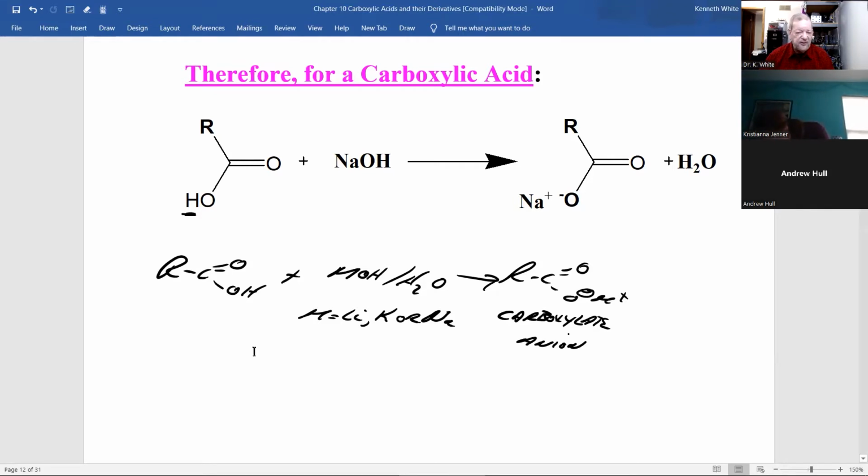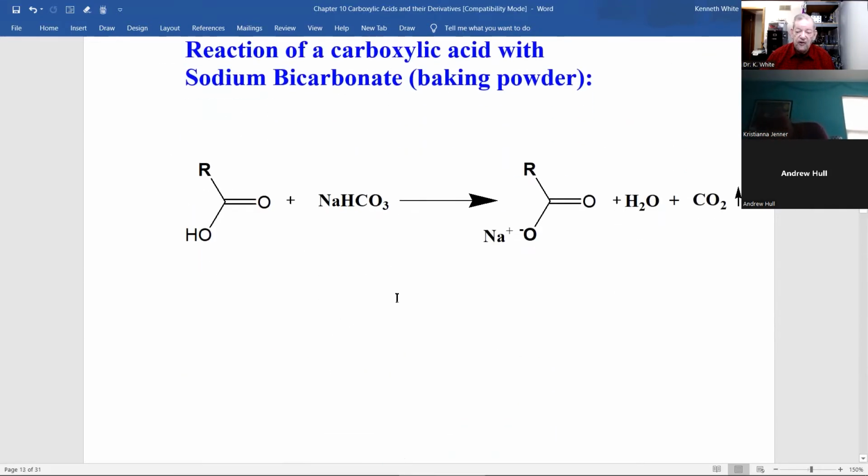And I showed you a special base, sodium bicarbonate, and I asked for this, which is quite different than I normally ask, give all the product or products for the following reaction. Remember, this is baking powder, or could be, that's one place to get it. And remember, carbon dioxide is given off as a gas.